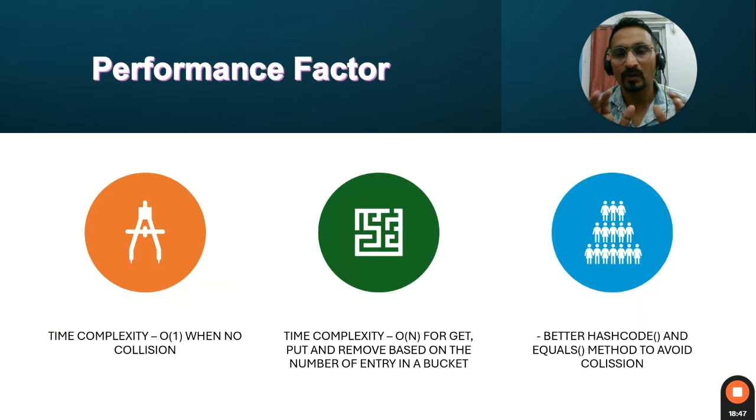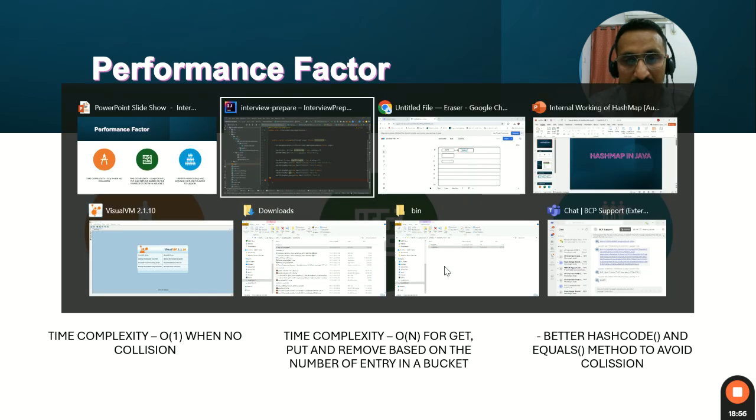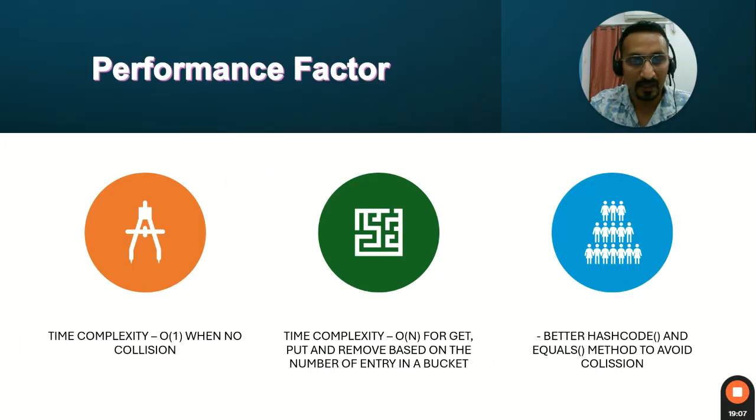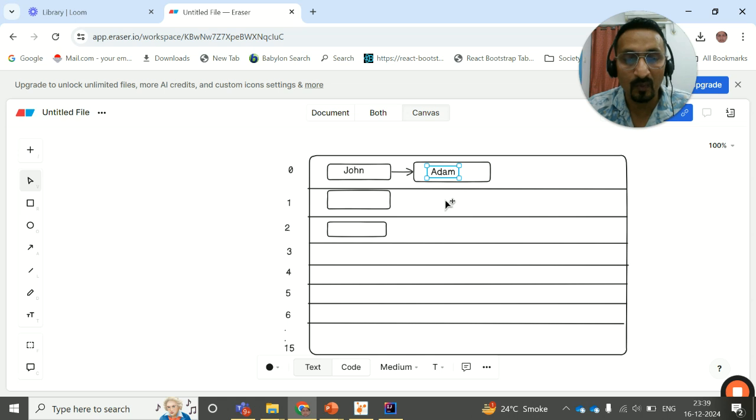Okay, this we understood. Now let's understand the performance factor. What HashMap says, if it's a good situation or there is no collision, in the sense in a particular bucket, just like for this bucket there is no collision, so the time complexity will always be 1. But let's understand the worst scenario. What would be the time complexity? In the worst scenario, the time complexity will be the number of nodes available in that bucket.